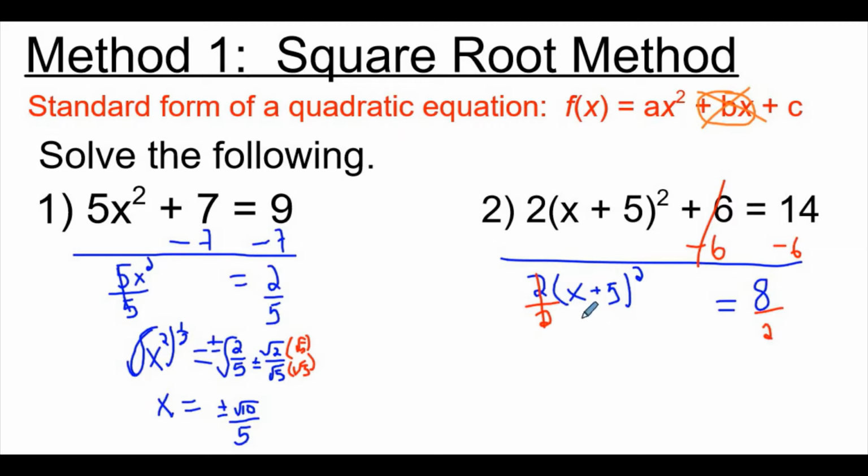So we divide this by 2, drop this part down. This will equal 4, and then we take the square root, just like we did over here. So we take the square root of both sides. Don't forget to immediately put a plus or minus on it. So now we have x plus 5. And then here we have, and this is interesting, the square root of 4 is actually an integer. It's plus or minus 2.